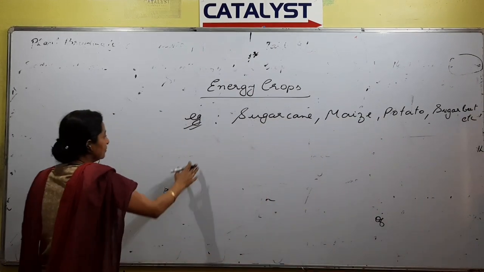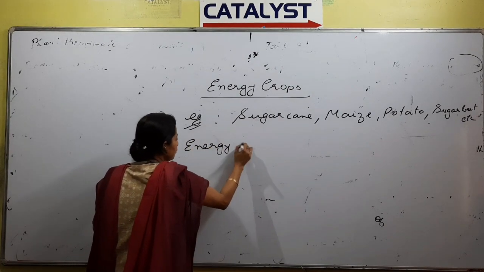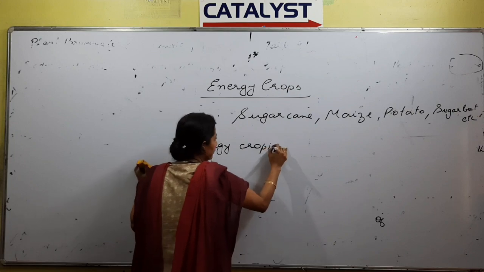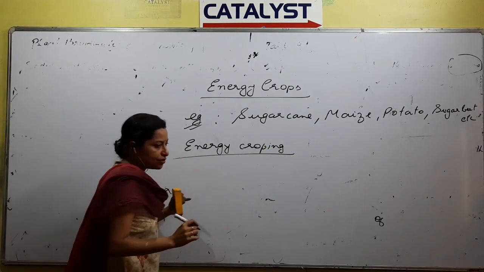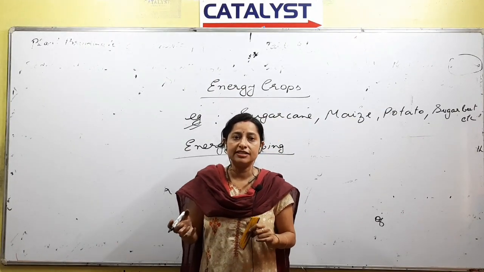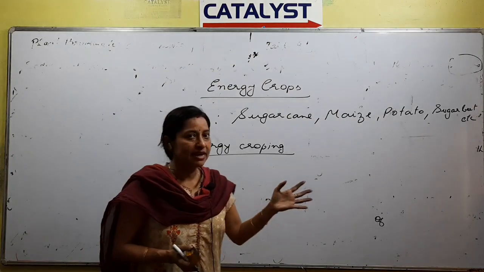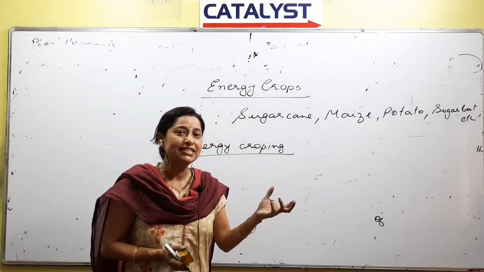So we have a term called energy cropping. So what is energy cropping? Production of alcohol, or trying to produce alcohol, from certain types of plants is called energy cropping. And what is the reason behind it? So that we can depend on these plants for running the automobiles.